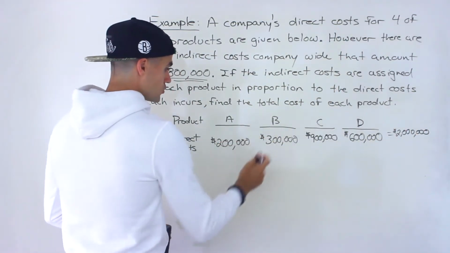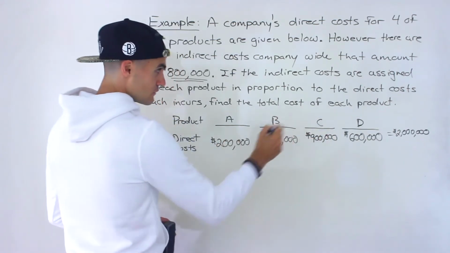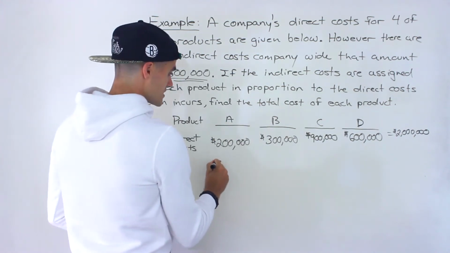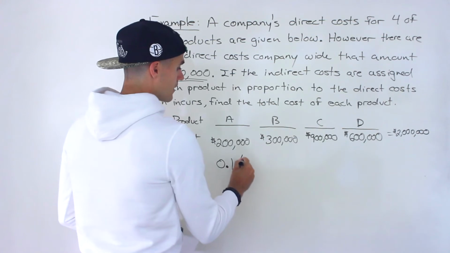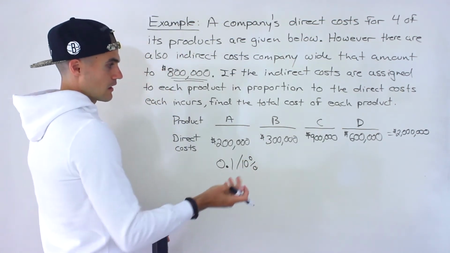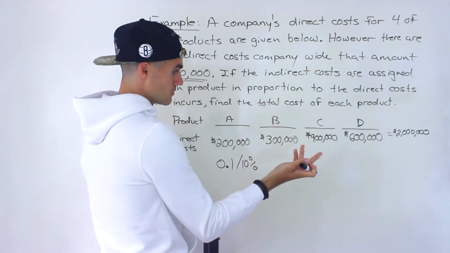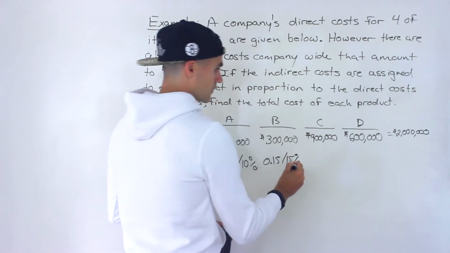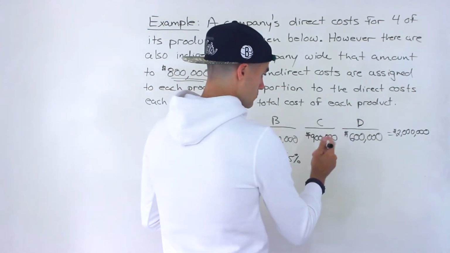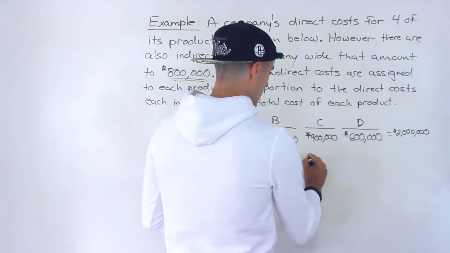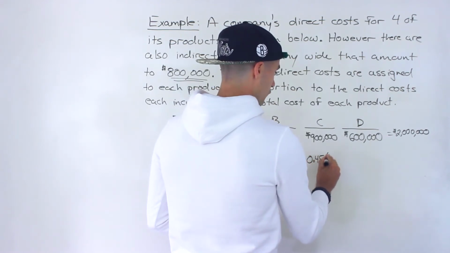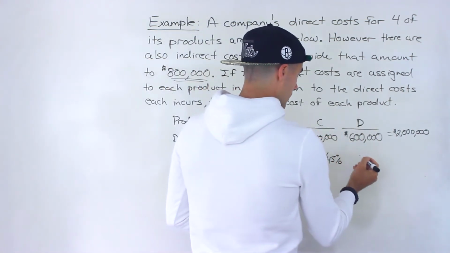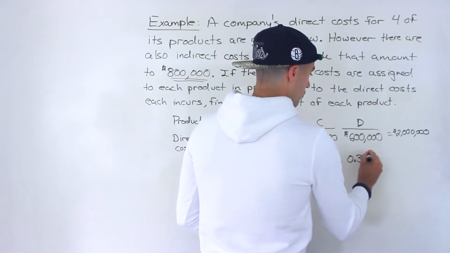And then to figure out the proportion of each, we can just take each of these amounts and divide them by that 2 million. So 200,000 divided by 2 million would give us 0.1 or 10%. Then 300,000 divided by 2 million would give us 0.15 or 15%. And then 900,000 divided by 2 million would give us 0.45 or 45%. And then 600,000 divided by 2 million would give us 0.3 or 30%.